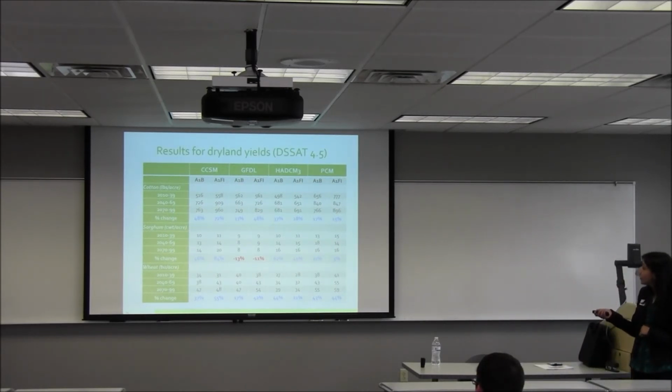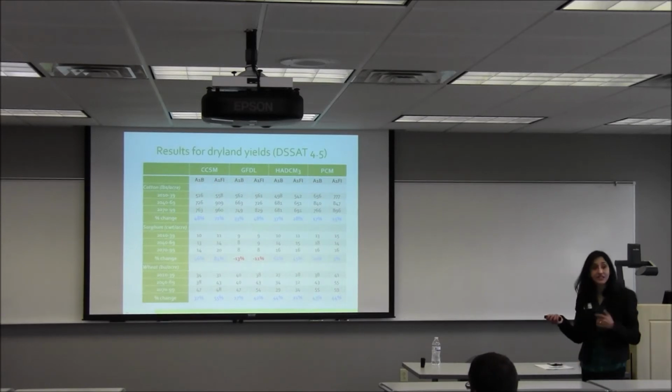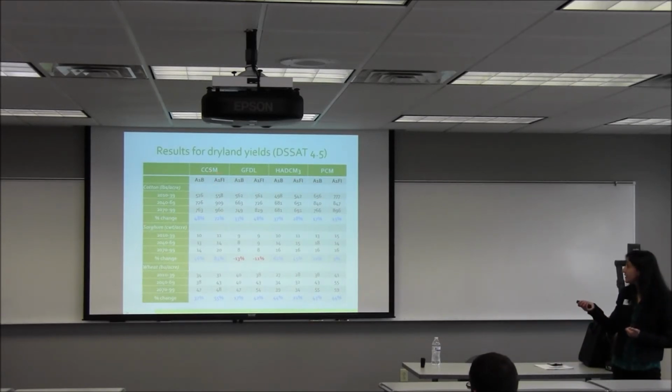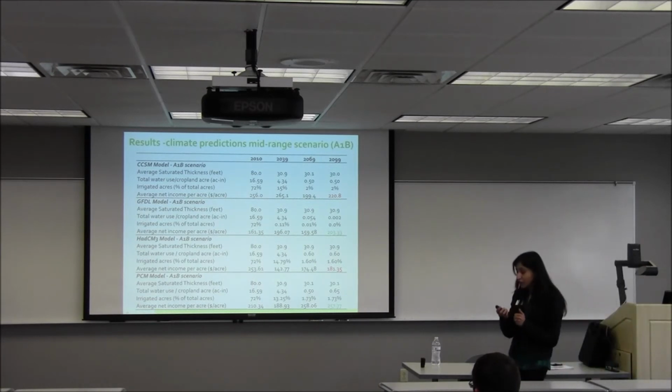And then also for the wheat, we did see increase in yields over the next 100 years for all the 4 models. But the highest increases in dryland yields were predicted by the CCSM and the PCM model. Okay. Now these are the results for climate predictions under the mid-range scenario.